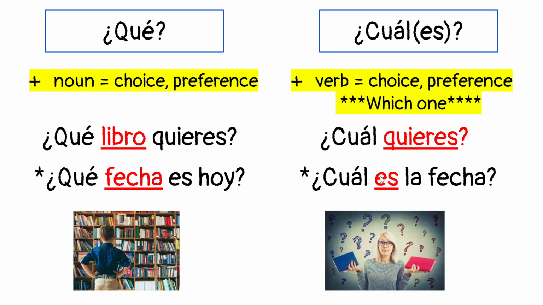Here are two ways to say what is the date. Notice the difference. ¿Qué fecha es hoy? ¿Qué is followed by the noun. ¿Qué fecha? If the question word is followed by es, then you switch it to cuál. ¿Cuál es la fecha? Which is the date? I know it seems confusing at first, but you'll start to see the pattern. If the question word's followed by the noun, you're going to use qué. If it's followed by a verb, es or son, you're going to use cuál or cuáles.